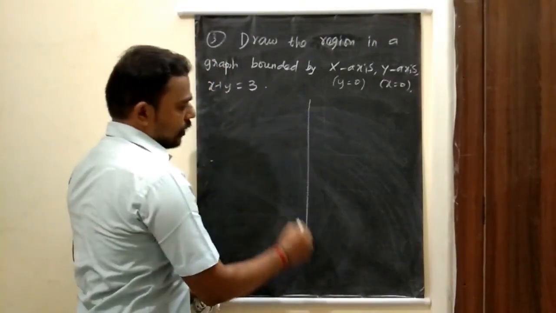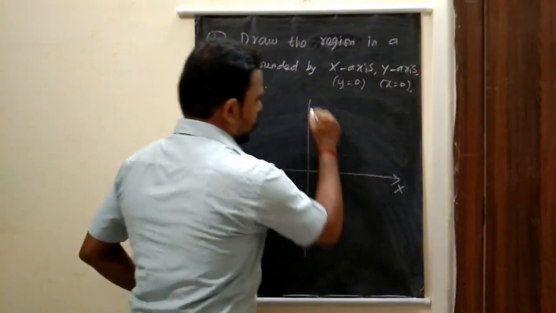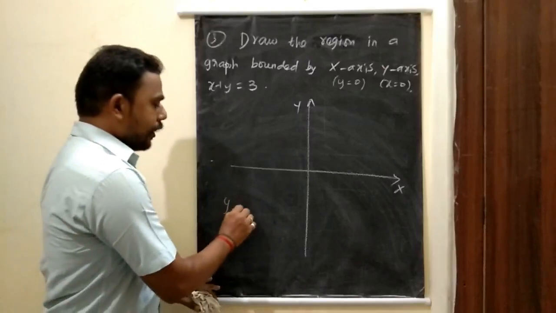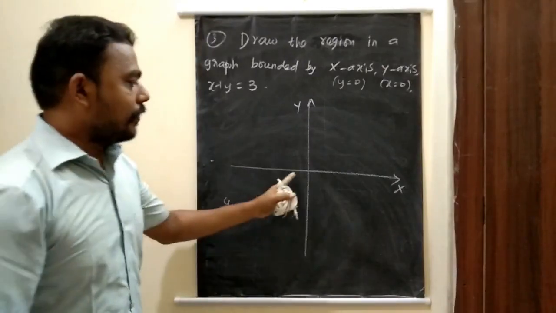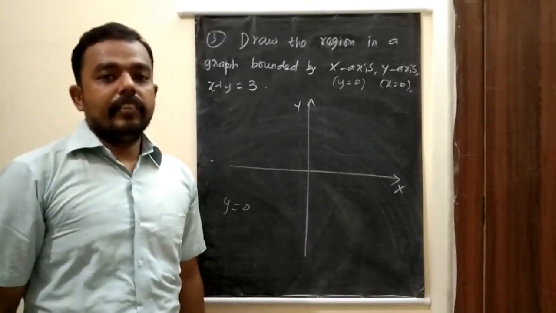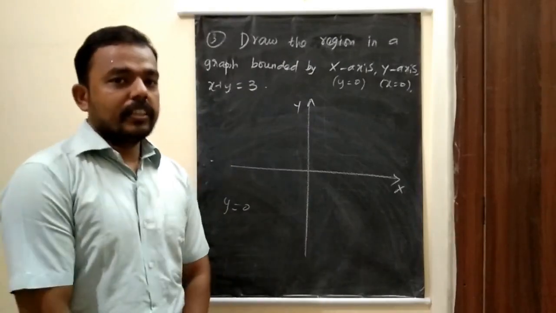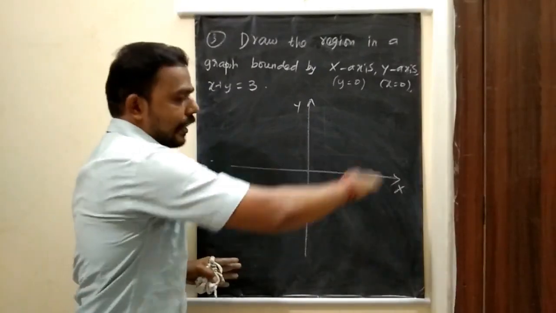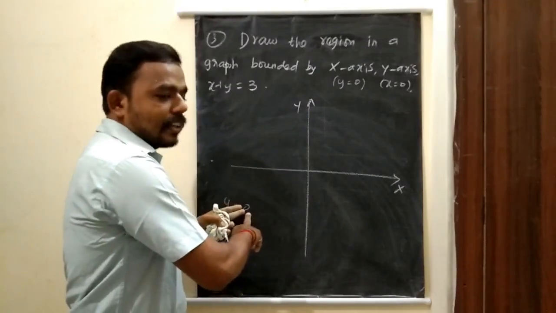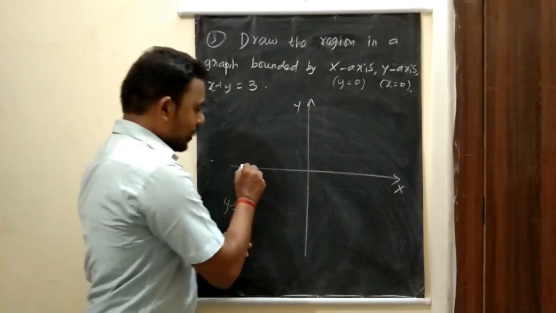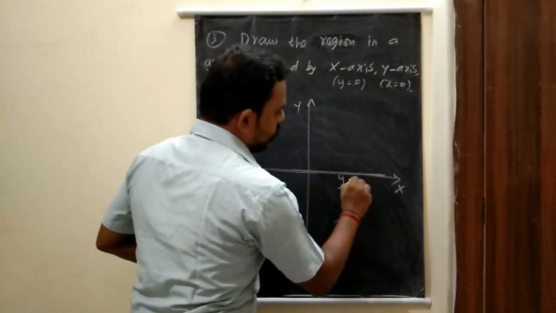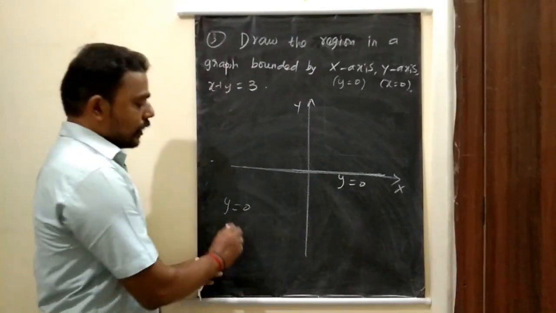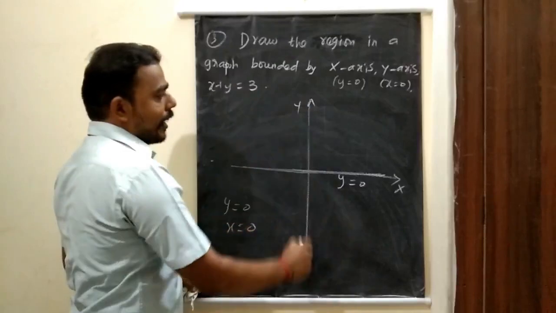In your graph sheet, x-axis, y-axis. We needed to draw the y equal to 0 equation. Already you know that the y value is fixed and the x value varies. We already studied this thing previously, just in the previous class. So y equal to constant should be a horizontal line, and the distance here is the constant. Here the distance is 0. So this is the equation y equal to 0, the x-axis. And x equal to 0, that is the y-axis.